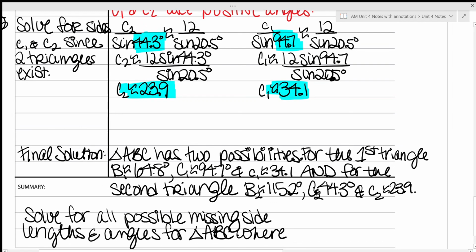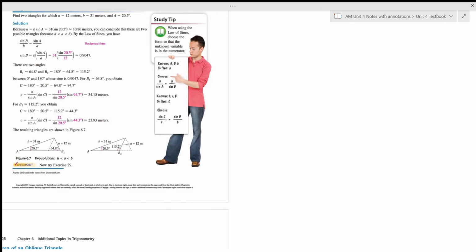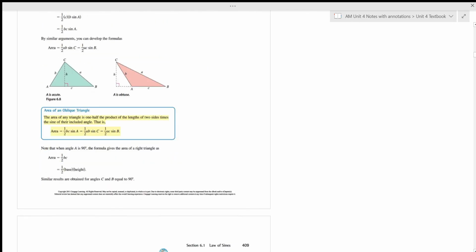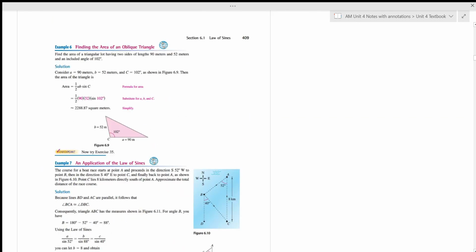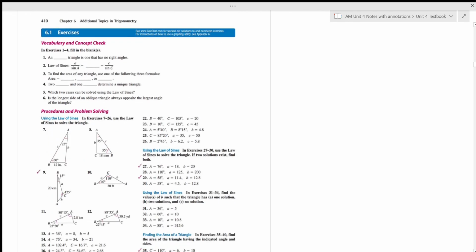All right, and there's that other note that I had there. Okay, so this should be all you need to do tonight's homework. Let me just double check our textbook to see if there's any more examples in this objective that we need. Okay, we're not doing area. We are not doing the applications. Okay, so you can work on homework. That's awesome.